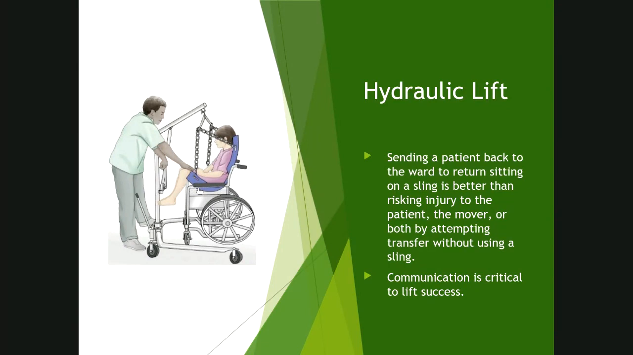Now, granted, that size patient, not really ideal. I don't know that she's too heavy for two people to lift, but maybe he's by himself and he can't pick her up all alone, so he chose to use that hydraulic lift. Notice it says when you send a patient back to the ward or to their room sitting on a sling, it's better than risking injury to the patient, the mover, or both by attempting to transfer without a sling. You cannot use these hydraulic lifts without a sling. And the key to all of these transfers is communication with the patient and with other workers.